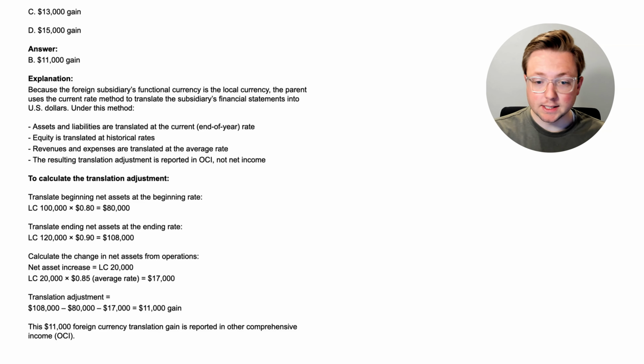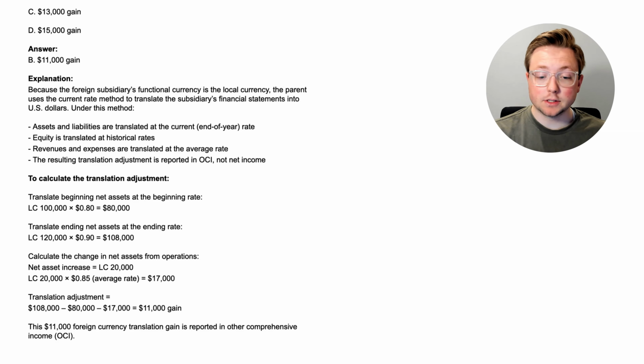So we're going to do this translation adjustment. First, we translate the beginning net assets using the beginning rate. So that's the local currency, 100,000 multiplied by 80 cents per local currency. That's $80,000. Then we translate the ending net assets using the ending rate, or the current rate, and that's 90 cents multiplied by 120,000 local currency, and that's $108,000. And then finally, we calculate the change in net assets from operations. So there was a change in the local currency of 20,000. So we take that change and multiply it by the average rate, and that gives us $17,000. So the translation adjustment ends up being $108,000 less $80,000 less $17,000, giving us an $11,000 gain.